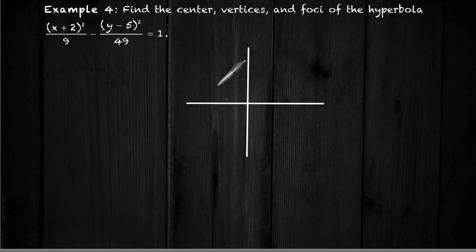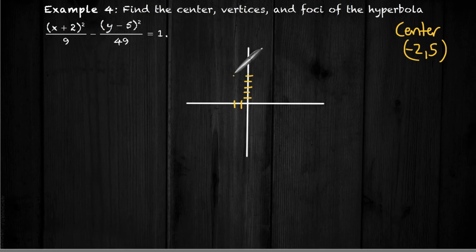So our center, that should be pretty easy to find. Our center, let's just write it out here, is going to be negative 2, 5. So that's going to be left 2 and up 5: 1, 2, 3, 4, 5. There's our center. And the x is first, so that means that this is going to open right and left. So we are going to go right 3 and left 3. So right 3 is going to be here, and left 3 is going to be there.